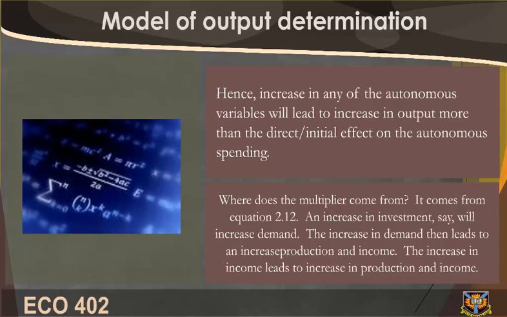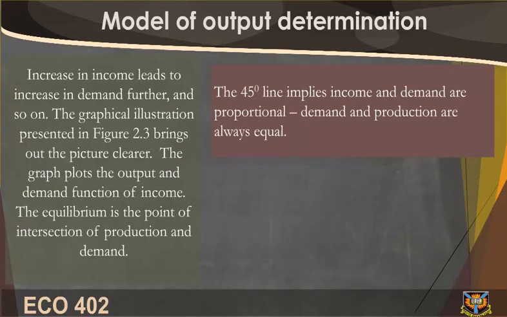An increase in investment, say, will increase demand. The increase in demand then leads to an increase in production and income. The increase in income leads to a further increase in demand, and so on. The graphical illustration represented in figure 2.3 brings out the picture clearer. The graph plots the output and demand as functions of income. The equilibrium is the point of intersection of production and demand. The 45-degree line implies income and demand are proportional, so demand and production are always equal.